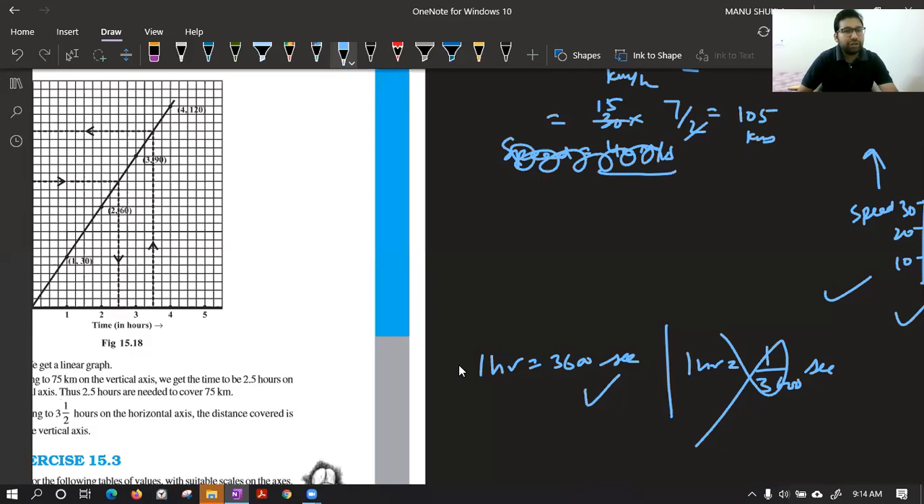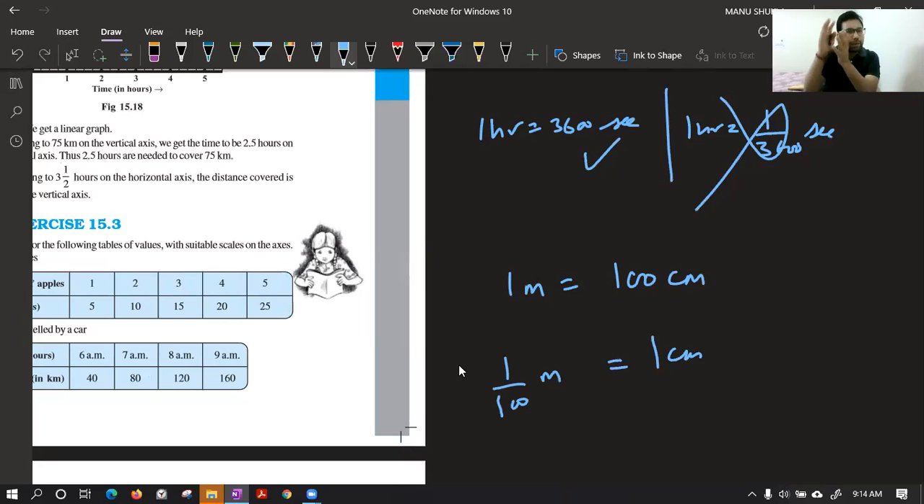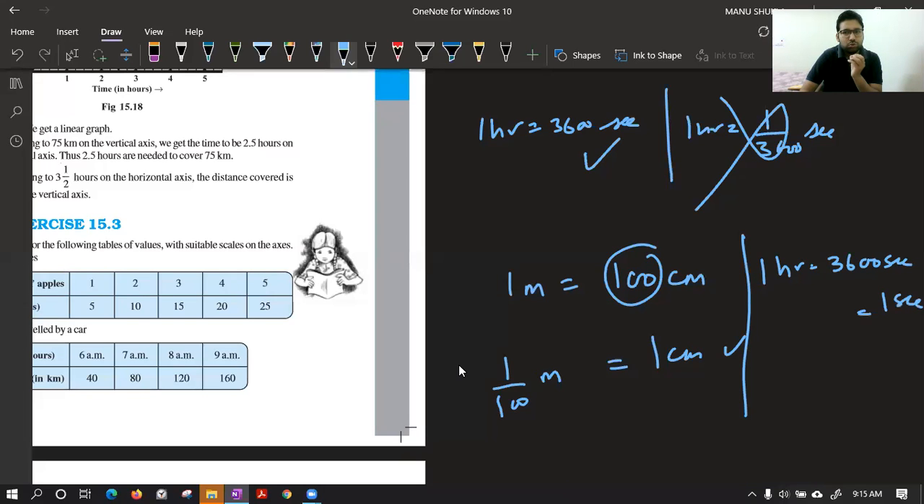Understand this thing. We have learned this. In 1 meter there are 100 centimeters. In 1 centimeter there are 1 upon 100 meters. We have to bring it as a fraction, right? Try to understand this thing. If 1 meter has 100 centimeters, then in 1 centimeter you will bring the standard denominator. Similarly, we also did that. I said 1 hour equal to 3600 seconds. So 1 second is equal to 1 upon 3600 hours.